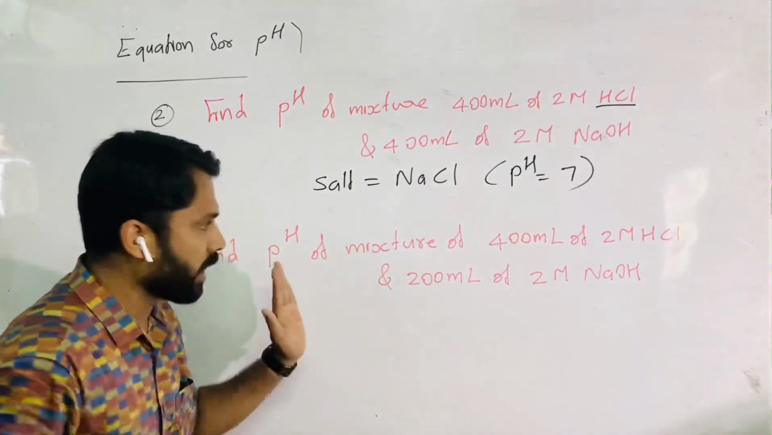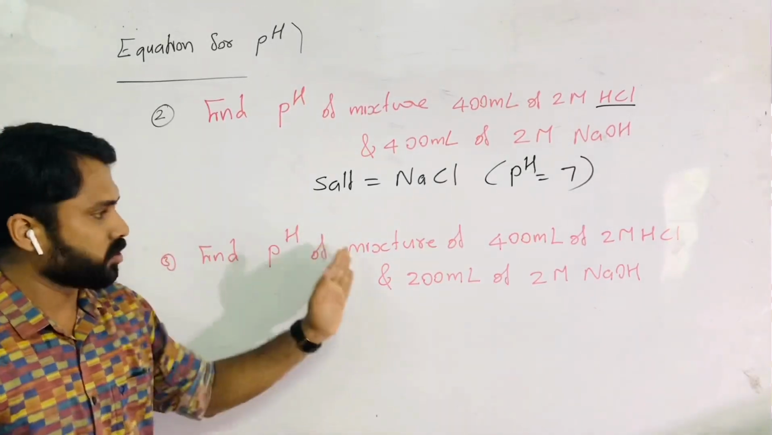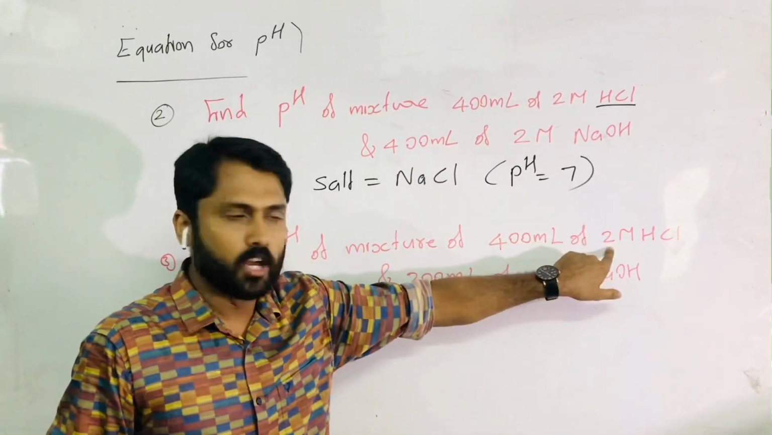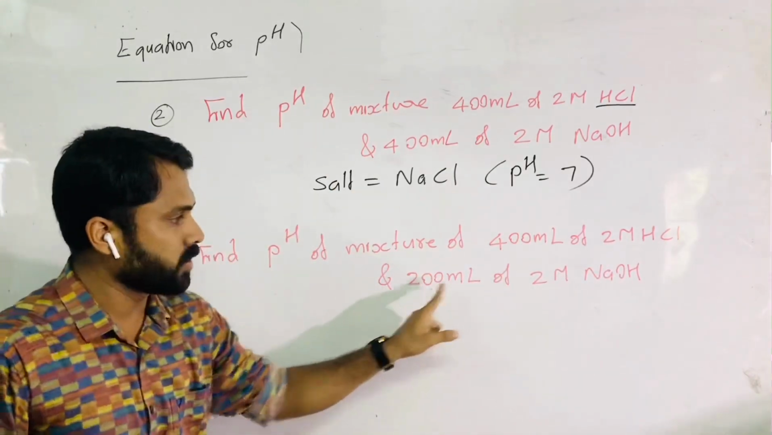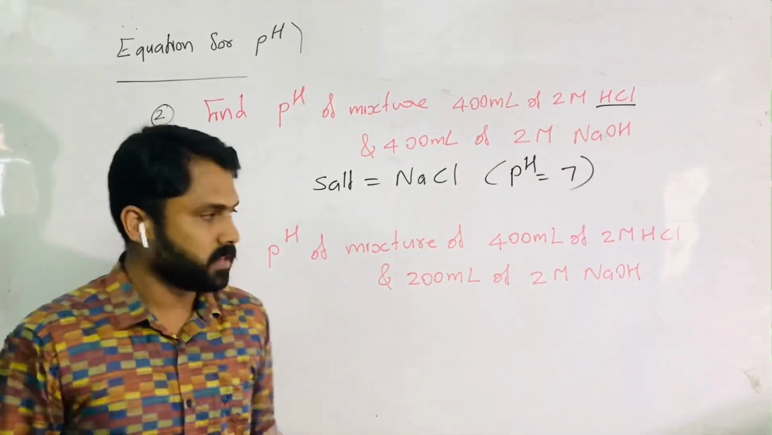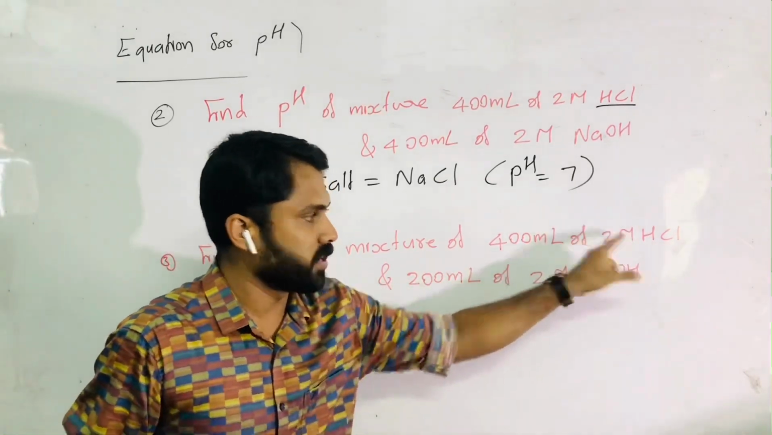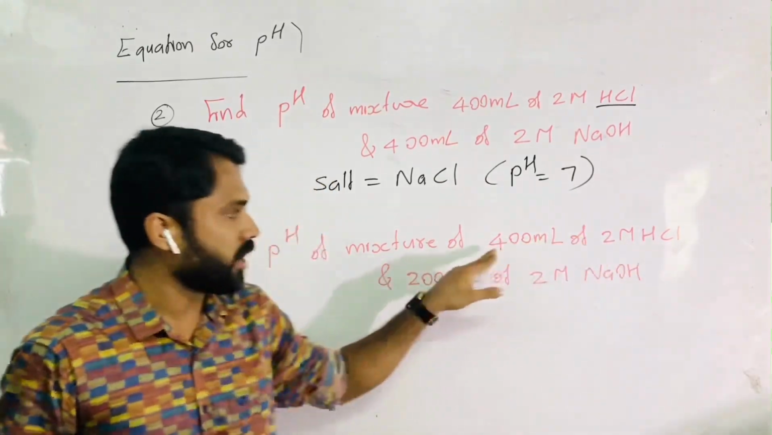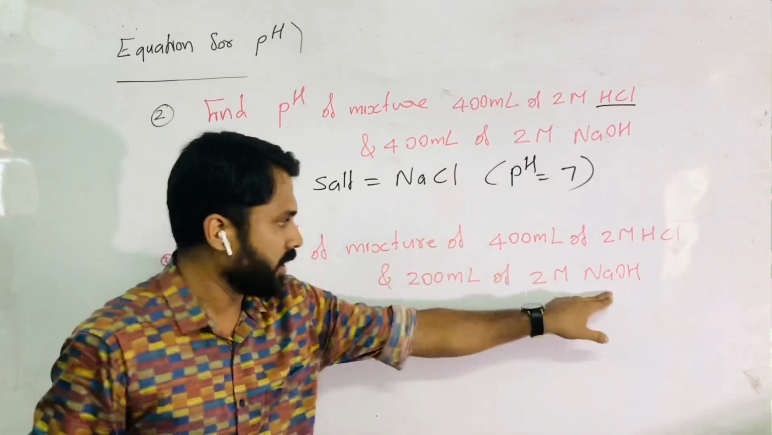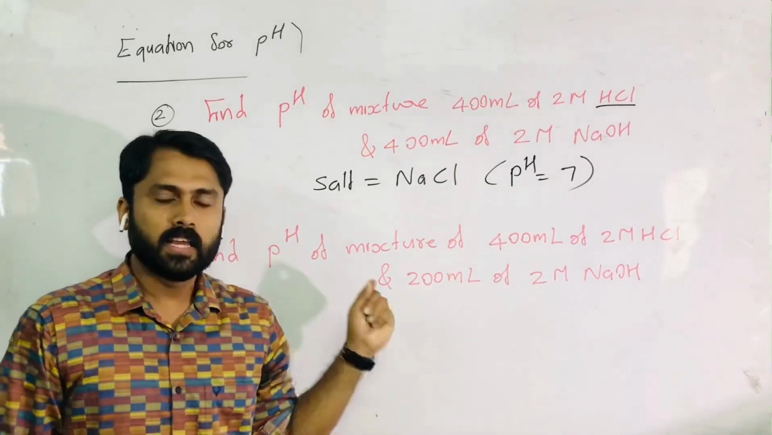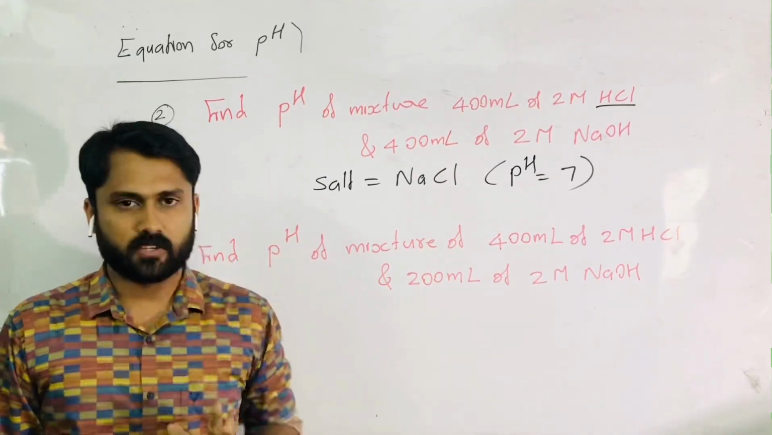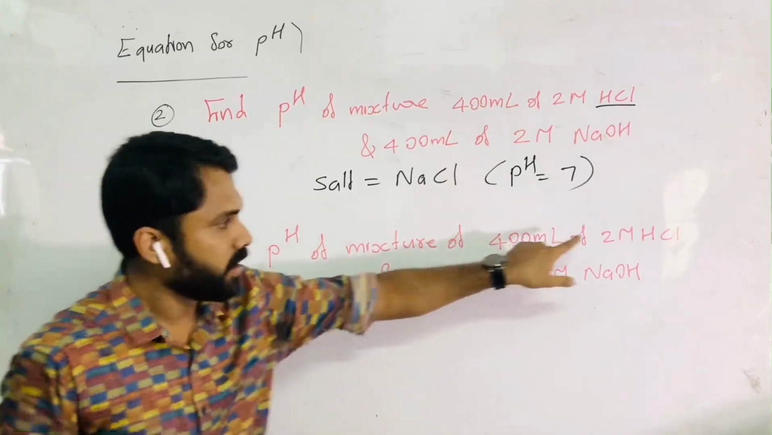Now I am giving another question. What is the pH of a mixture of 400 milliliter of 2 molar HCl and 200 milliliter of 2 molar NaOH? Here HCl and NaOH have 2 molar concentration, but HCl is 400 milliliter and NaOH is 200 milliliter. In this case, which is in excess? We can simply say that it is HCl.